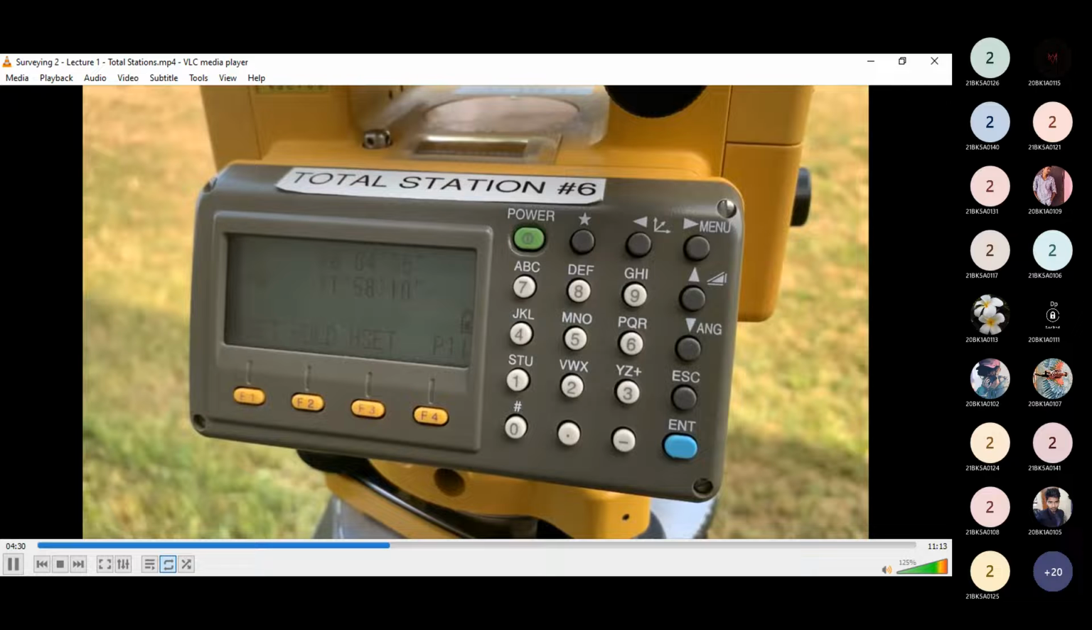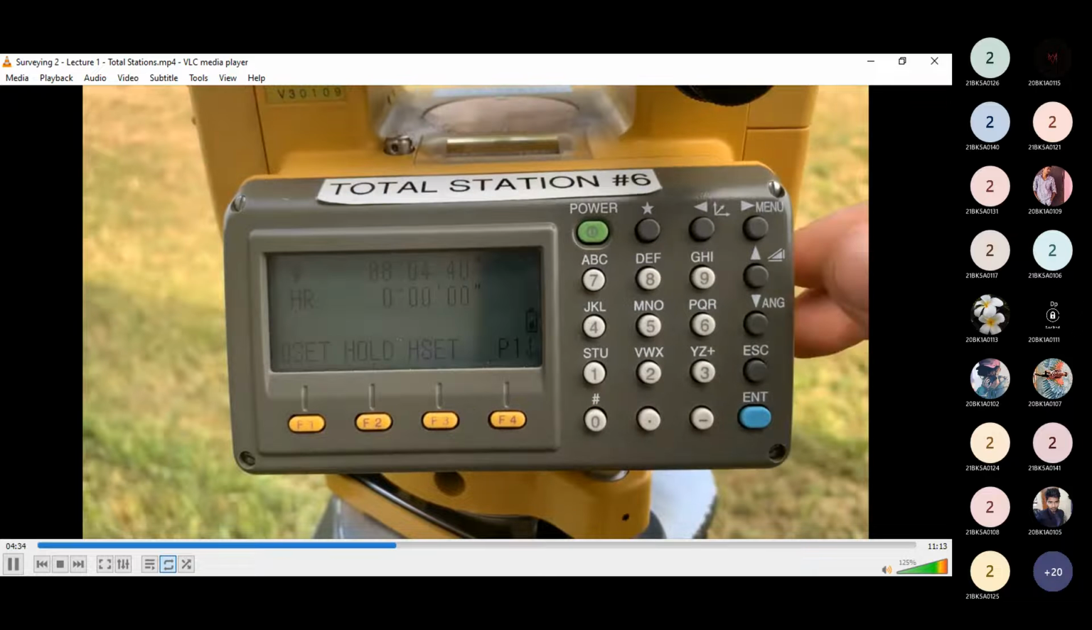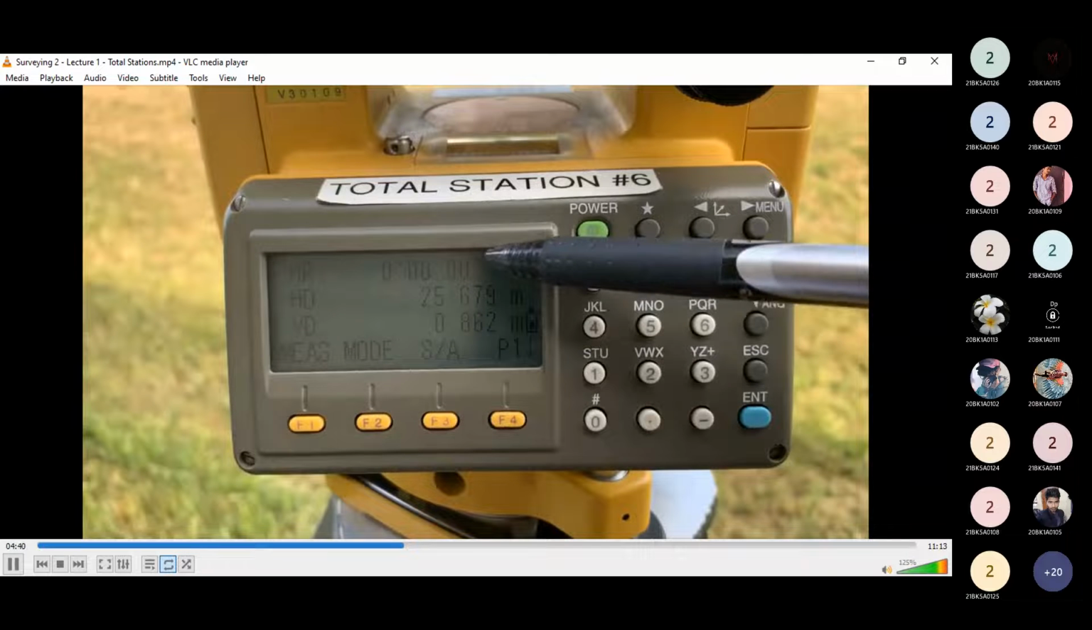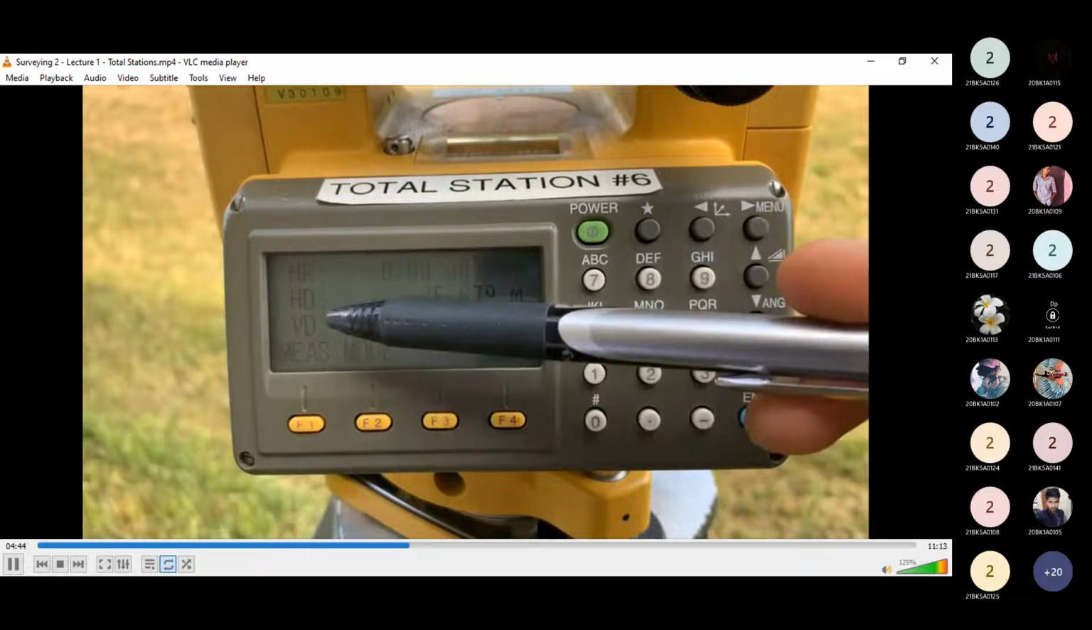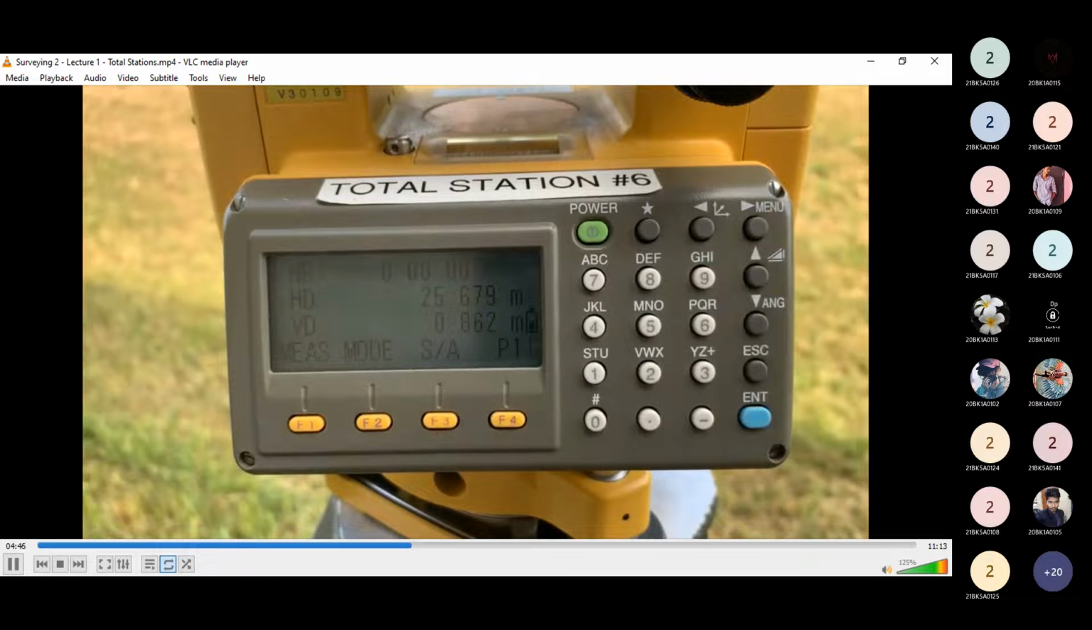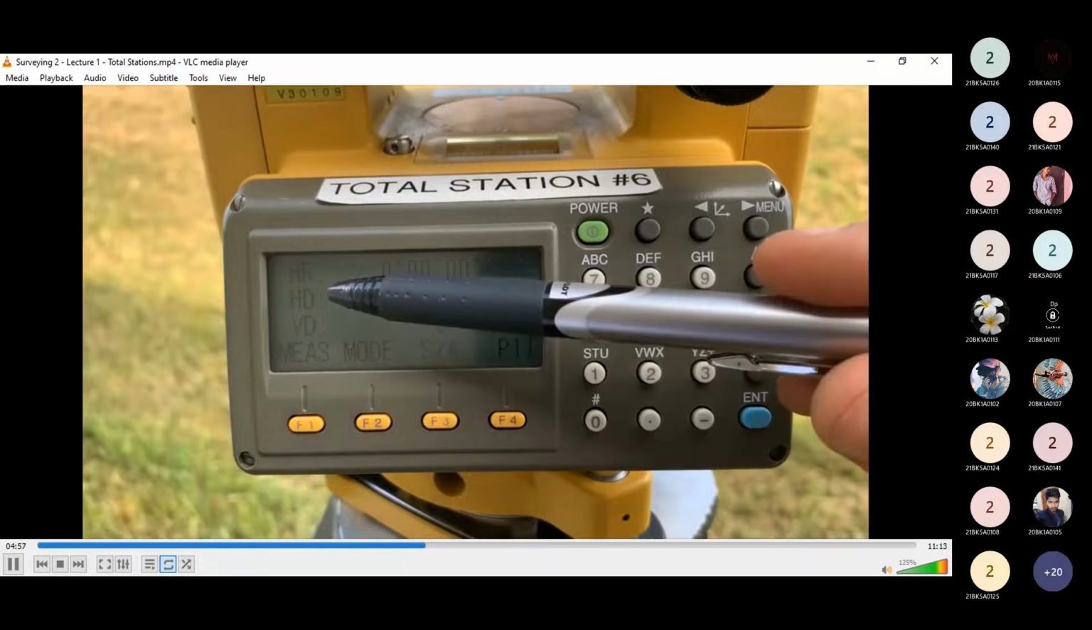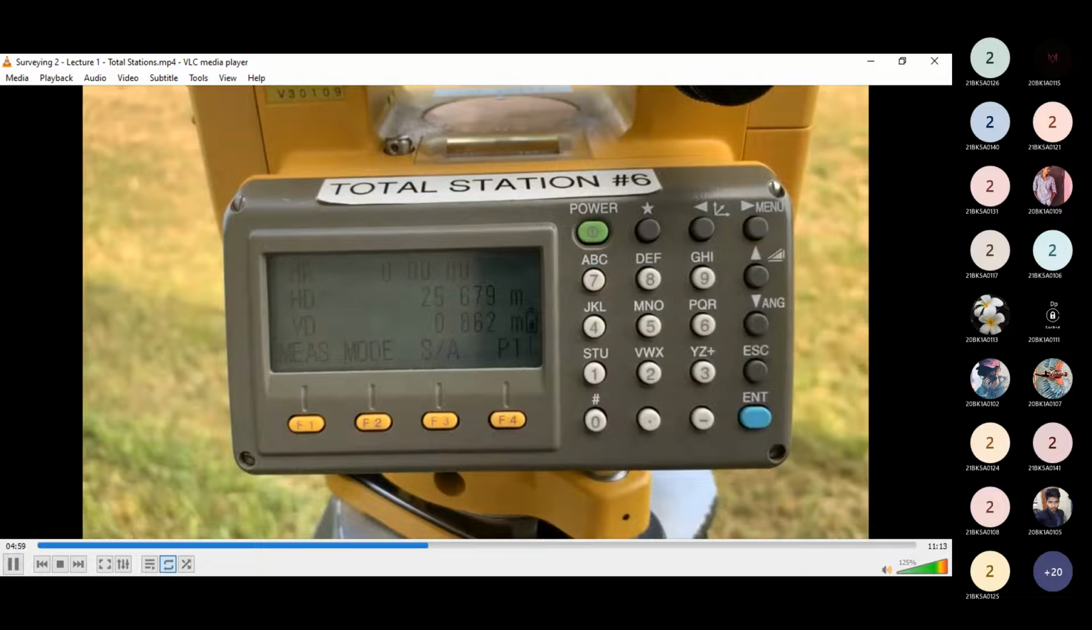Next, we'll look at our distance measurement mode. To access that, we can push our distance measurement mode button, and that will take us to a screen that shows the horizontal rotation, HR, the horizontal distance, HD, and the vertical distance, VD. The total station takes a distance measurement directly from the lens to the prism, and using Pythagorean theory displays the two sides of that right angle triangle, so that being our horizontal and vertical distances are the two sides of a right angle triangle.